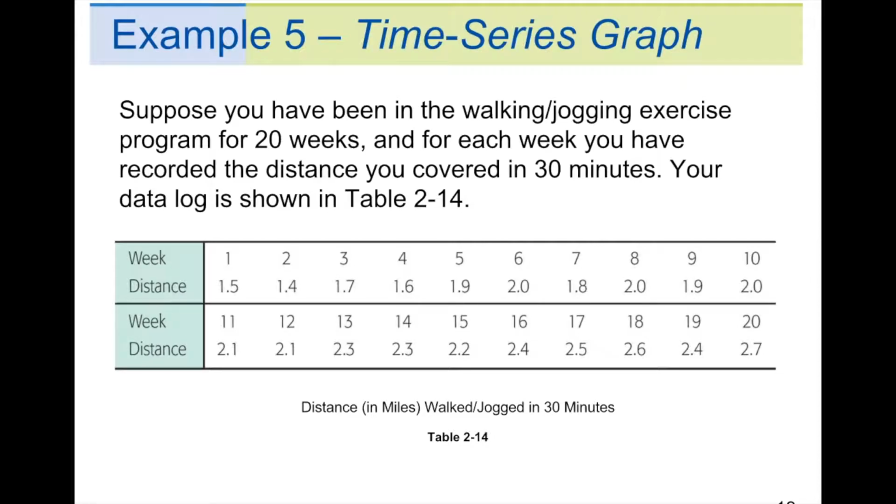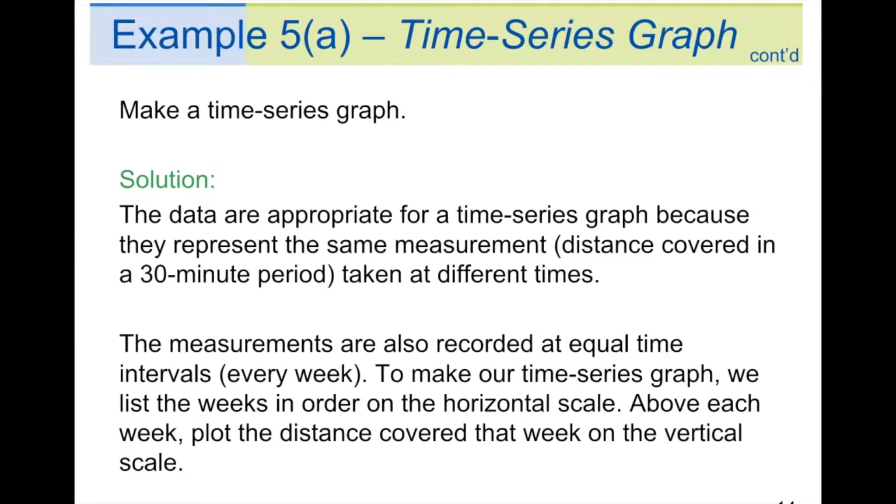Suppose you've been in a walking or jogging exercise program for 20 weeks, and for each week you have recorded the distance you covered in 30 minutes. Your data log is shown below. So, make a time series graph out of that. The data is appropriate for a time series graph because they represent the same measurement, the distance covered in 30 minutes, taken at different times. The measurements are also recorded at equal time intervals every week.